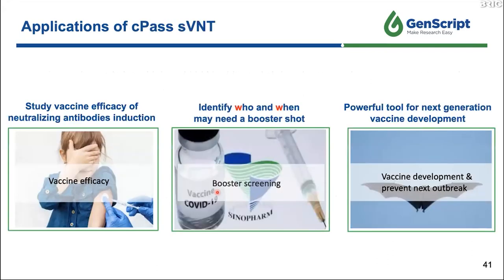I would like to end this presentation with the potential applications of cPass SVNT. cPass SVNT can be used to determine the vaccine efficacy by measuring the amount of neutralizing antibody induced. It also can be used to identify who and when may need a booster shot. And it is also a very powerful tool for next generation vaccine development.